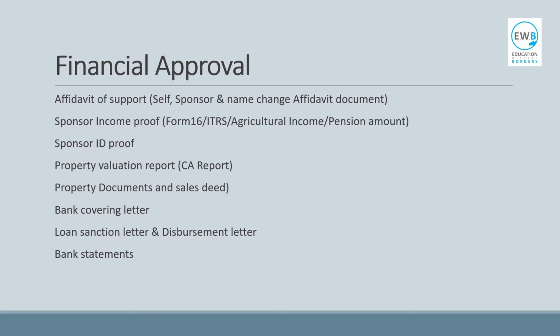Sponsor's ID proof, you may need to provide this as well. Any property valuation reports if you're borrowing against your property. Any property documents or sale deeds as well if you are looking to use these funds to support you. Any potential bank covering letters from the bank if you've taken out some kind of specific loan, or loan sanction letters or disbursement letters, or bank statements in general, which will help you with your application process.